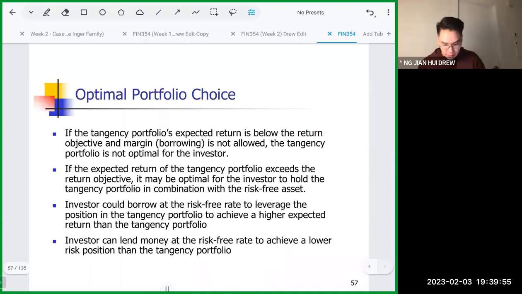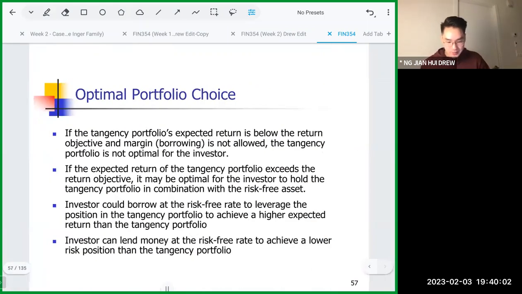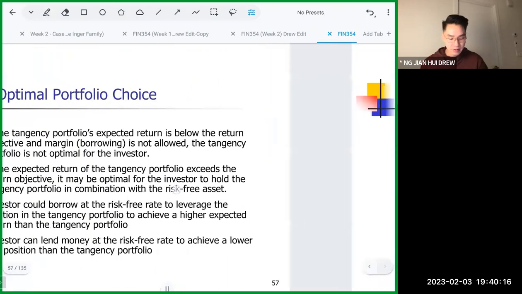Okay, sorry, this is a duplicated slide. It's not. Okay, so this is just a bit of elaboration. You can read through it yourself. Basically, what it's trying to say here is that, okay, you know what? Maybe we'll move on to the diagram first, right? Then I'll go through this.